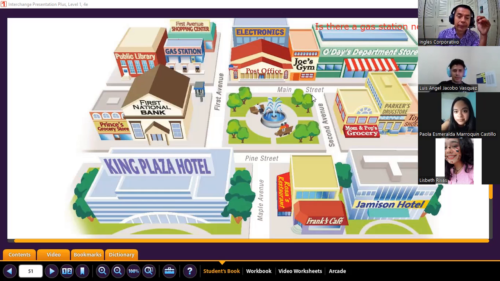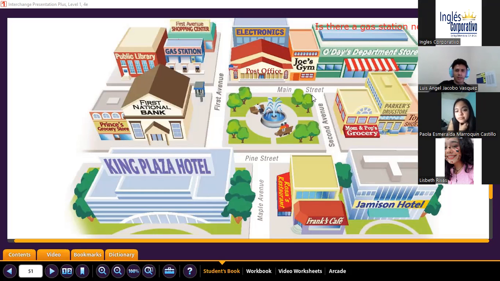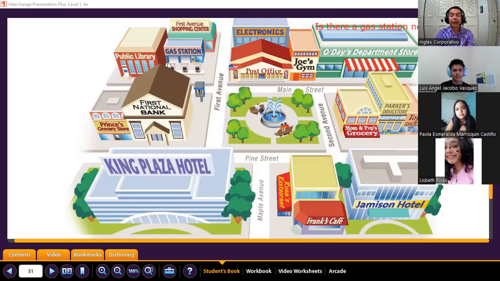Yes. There is one. There is one next to the gas station. Next to the gas station, right? Yes. Or you can also say there is one on Main Street. Miren, está en la calle principal, right? Okay, very good. The last one, please.